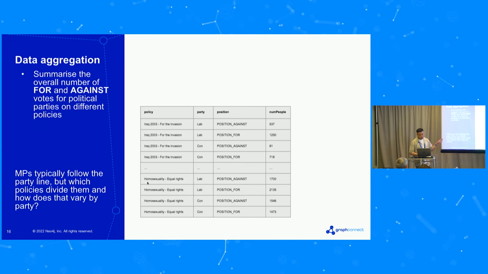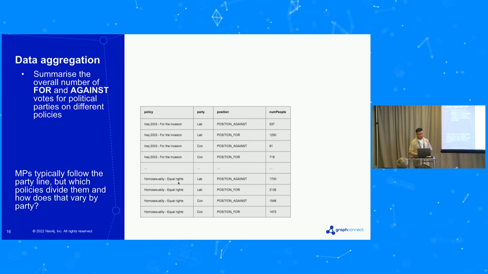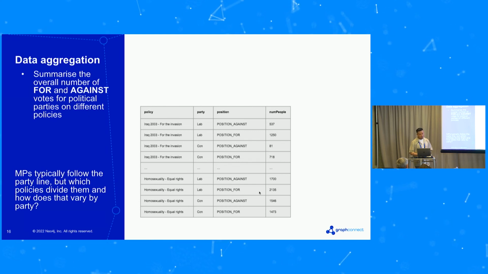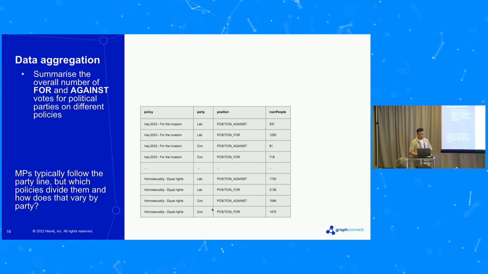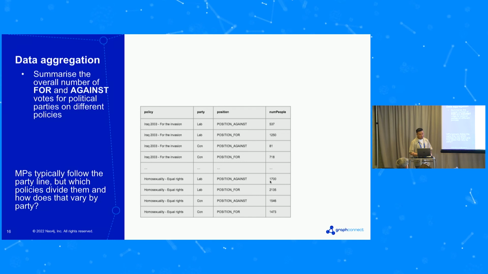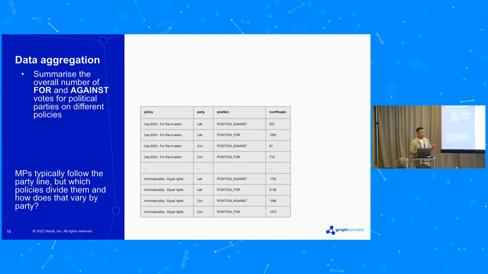By contrast, there's another policy called homosexuality equal rights. Overall, the Labour Party expressed the position for this policy, but the Conservative Party has the position against. But as you can see, these numbers of people are quite similar. That means this is more controversial or polarizing inside the party.